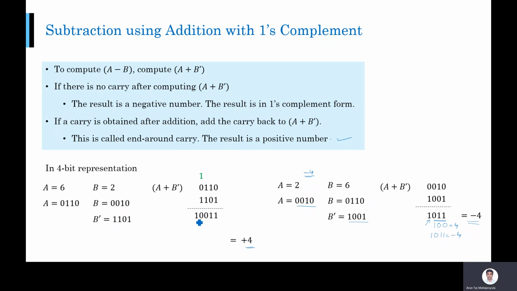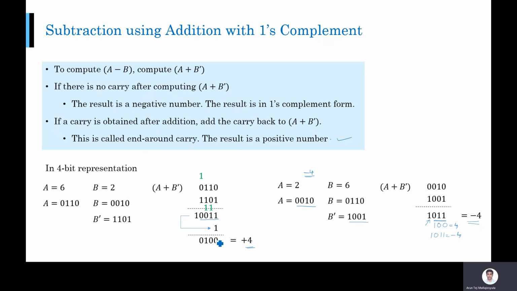So I have a carry here, right? I am getting a carry here, 4 bits, and then a carry. So what do I do with the carry? Add the carry back to your result. So add the carry back to this one, and add it back. Okay. So what is the result now?